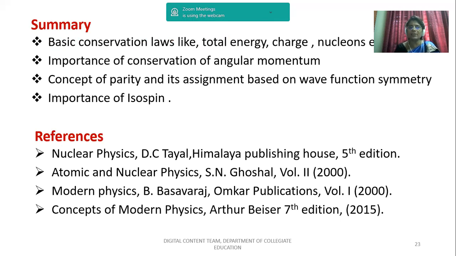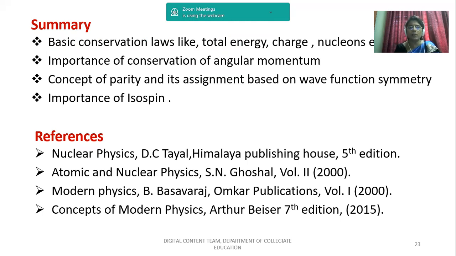You are going to revise what you have learned so far. That is, you could understand basic conservation laws like total energy, total charge, total nucleons, and so on. Also, you understood how to take the total angular momentum as a sum of total spin angular momentum and orbital angular momentum, and how it should be of the same nature both on the reactant side and product side. And based on the mass number value of the nuclei, you learned how to assign the value of I, and from there how to validate the law of conservation of angular momentum.